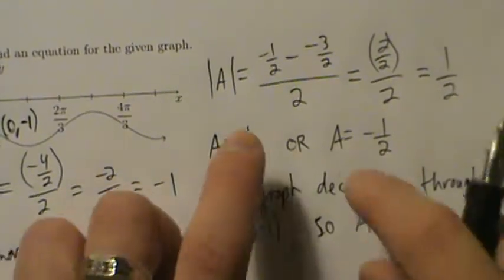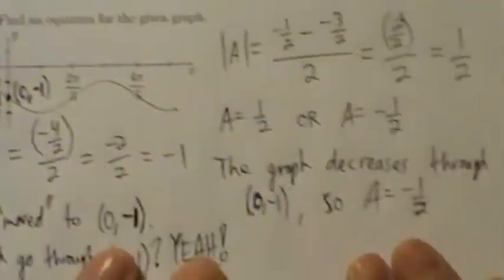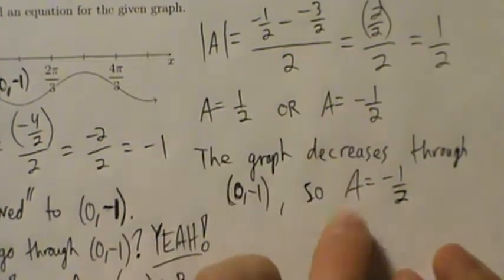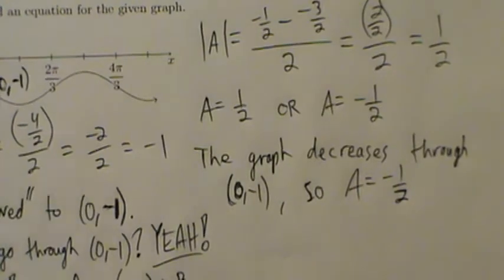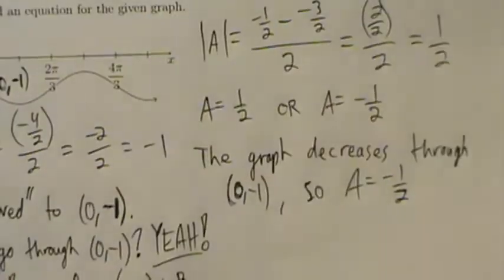Okay, so again, we know A is one of these two guys from this algebra that we did here, and we also know since the graph decreases through the point of interest, that means A must be negative. So if A is one of these two guys and A is negative, then A has to be -1/2, okay? So that's it for step 3. Again, usually one of the more complicated steps, and the vertical shift doesn't really help us there. It makes things a little more complicated.